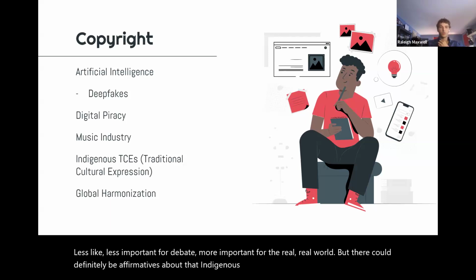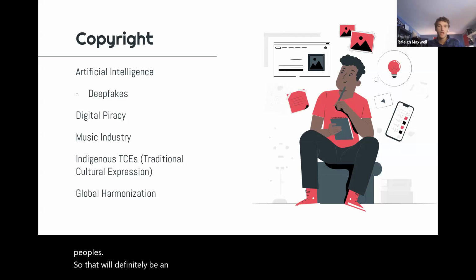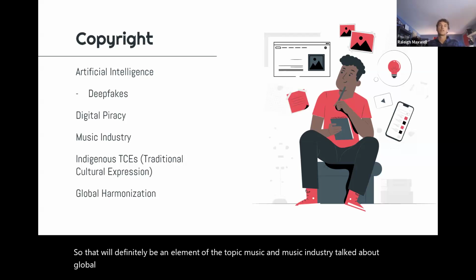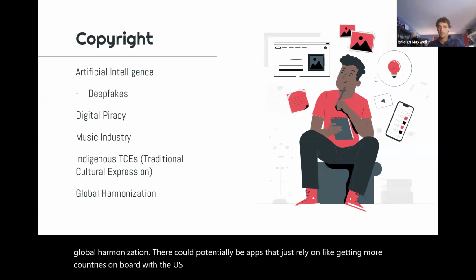Indigenous traditional cultural expression. There's a lot of articles that talk about ways that we should protect cultural expression of indigenous peoples. So that will definitely be an element of the topic. Music and the music industry I talked about. Global harmonization. There could potentially be apps that just rely on getting more countries on board with US copyright protection. I haven't really seen any of these, but they're definitely out there.